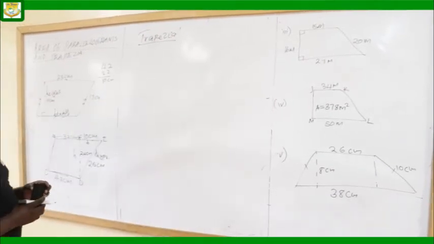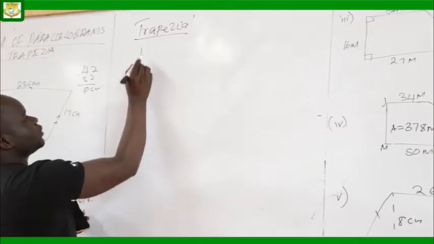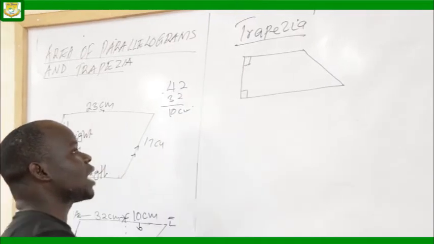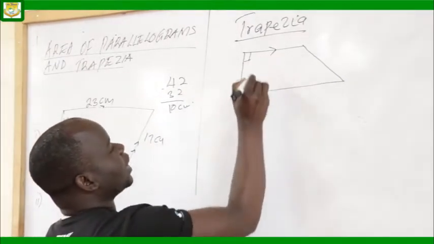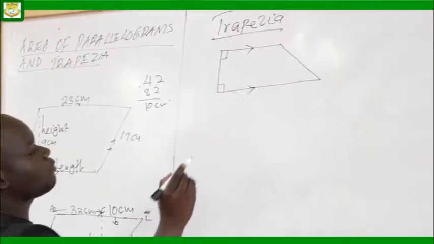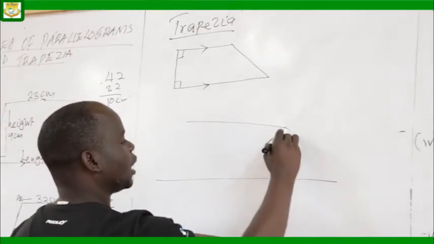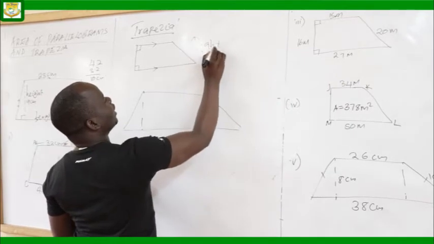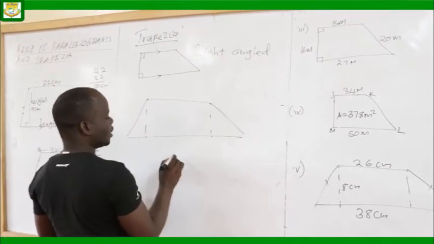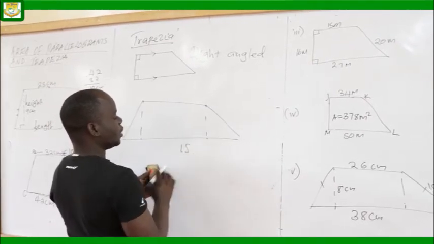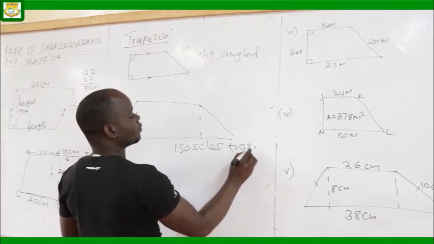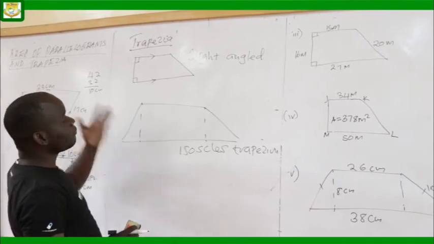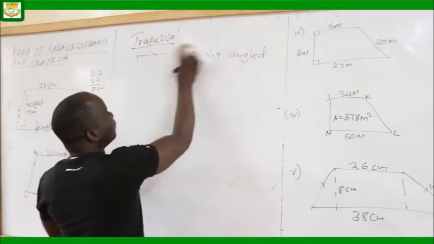For area of trapezium, we have two types of trapezium. Right angle trapezium, which looks like that. It has got those right angles, that's why it's known as right angle trapezium. So we have these two parallel sides. And then we have isosceles trapezium, which looks like that. The two heights are the same. Those are the two types of trapezium that we have. And getting the area of the two is just the same formula. Now let us look at example one on how we can get the area of trapezium.